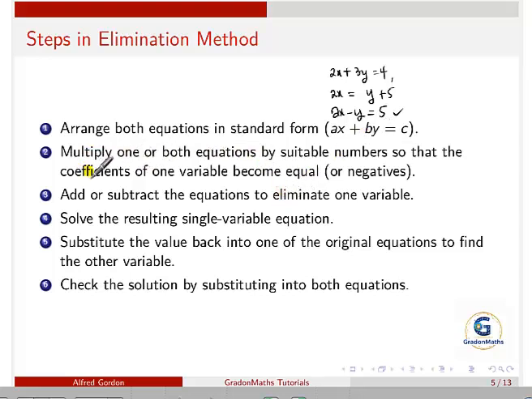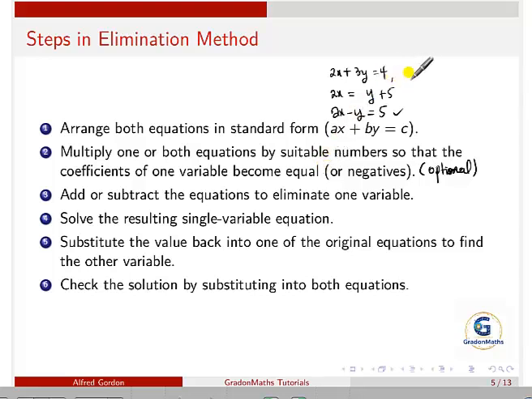Now the next thing to do here is that we multiply one or both equations by suitable numbers so that the coefficients of one variable become equal or negatives. Now this, I will say, is optional. The reason I'm saying this is that sometimes you could find equations where the coefficients of the variables are already the same.